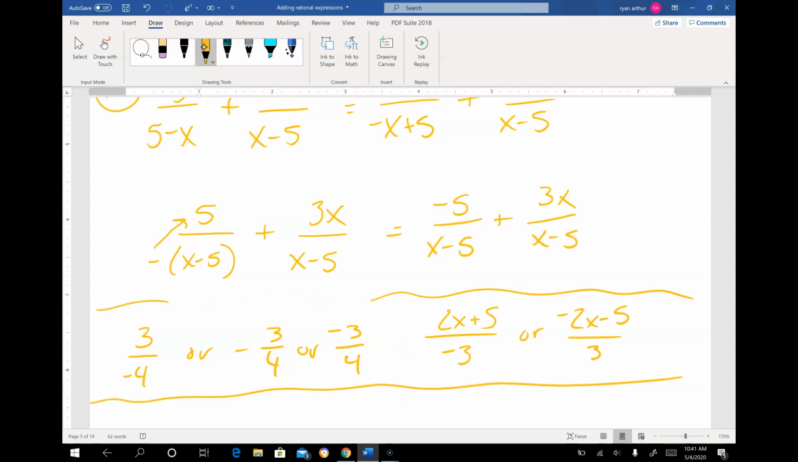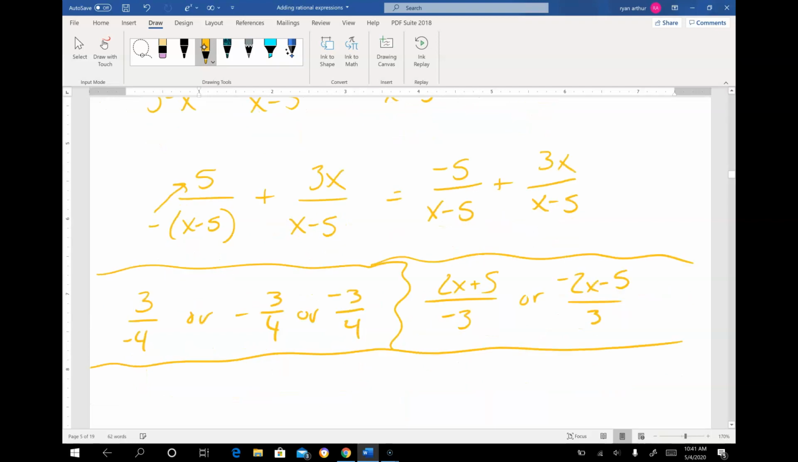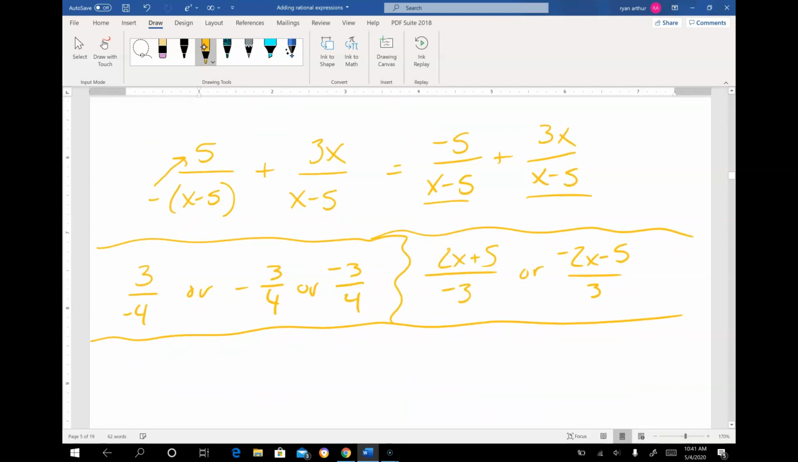So now they have common denominators, don't they? And I can just smush the top and get negative 5 plus 3x over x minus 5. And that's your answer. Okay?